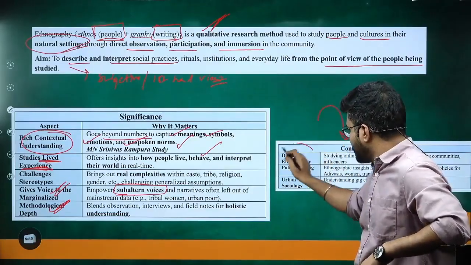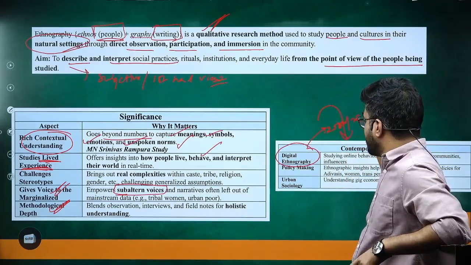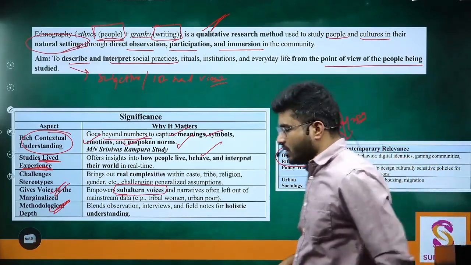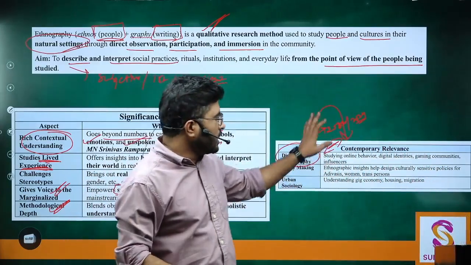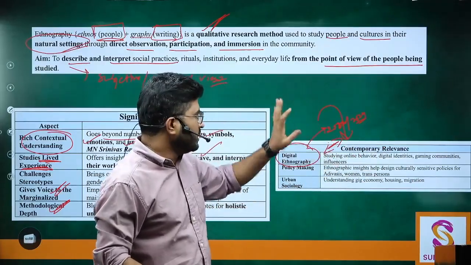Now, what is the contemporary relevance? So this digital ethnography which the examiner asked in 2023 or 2024, which we have seen earlier in PYQs, that is what the contemporary relevance of ethnography is all about. To study online behavior, digital identities, gaming communities, influencers, etc. It is what digital ethnography is.